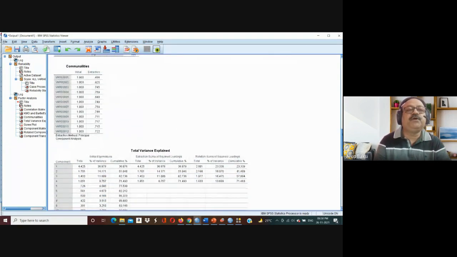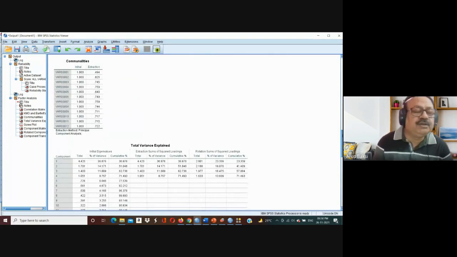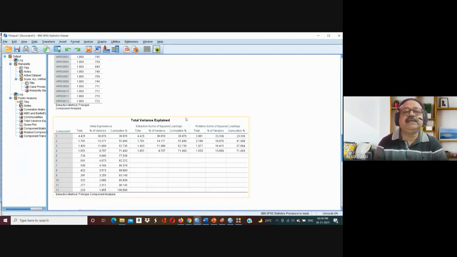The second group of observation or the reporting is the communality, although you need not report communality in your journal paper. But as far as the total variance explained is concerned, you need to report this total variance explained in the journal paper. You see how many factors have been identified: 1, 2, 3, and 4.